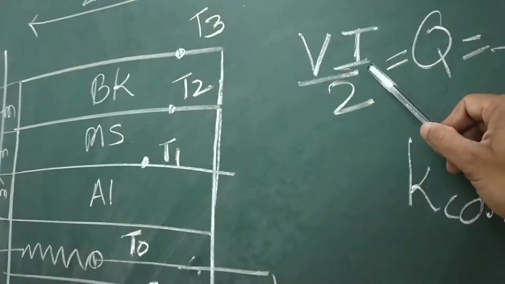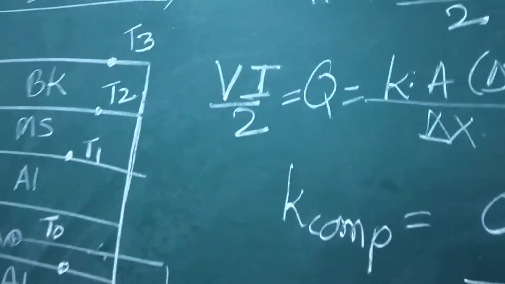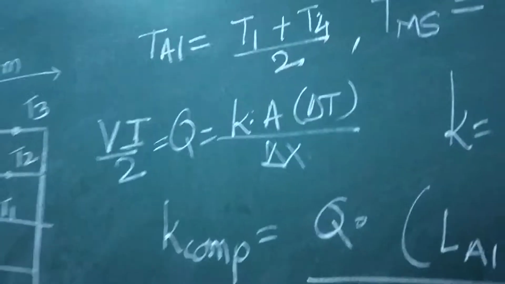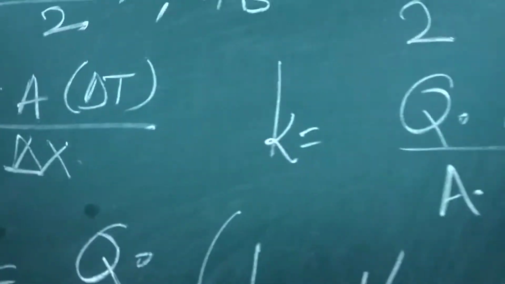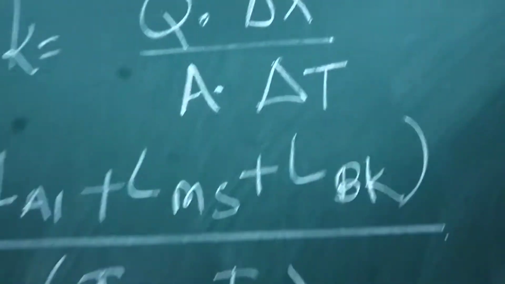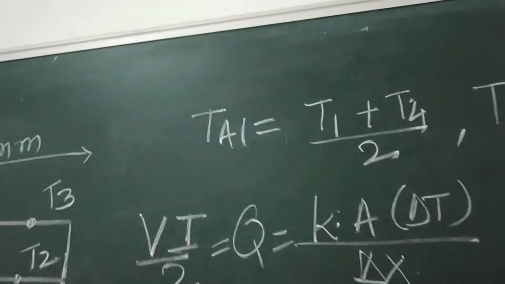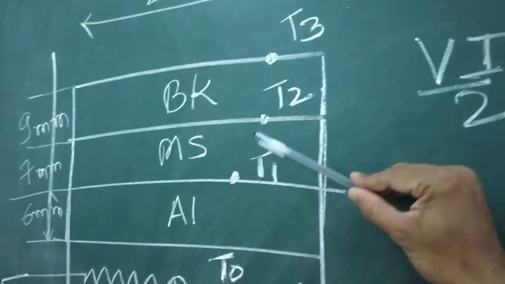V into I into 2, 0.2, and that is nothing but Q. And we know that Fourier's law: Q is equal to K dT by dx, and K is equal to Q delta x by A delta T. Now here we have to find out the temperature of aluminium, mild steel, and bakelite.